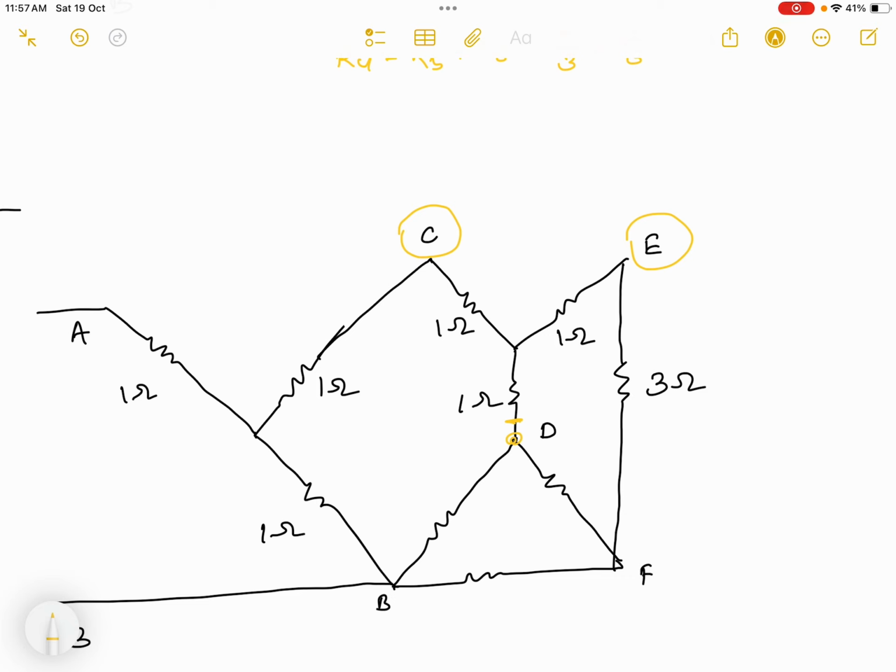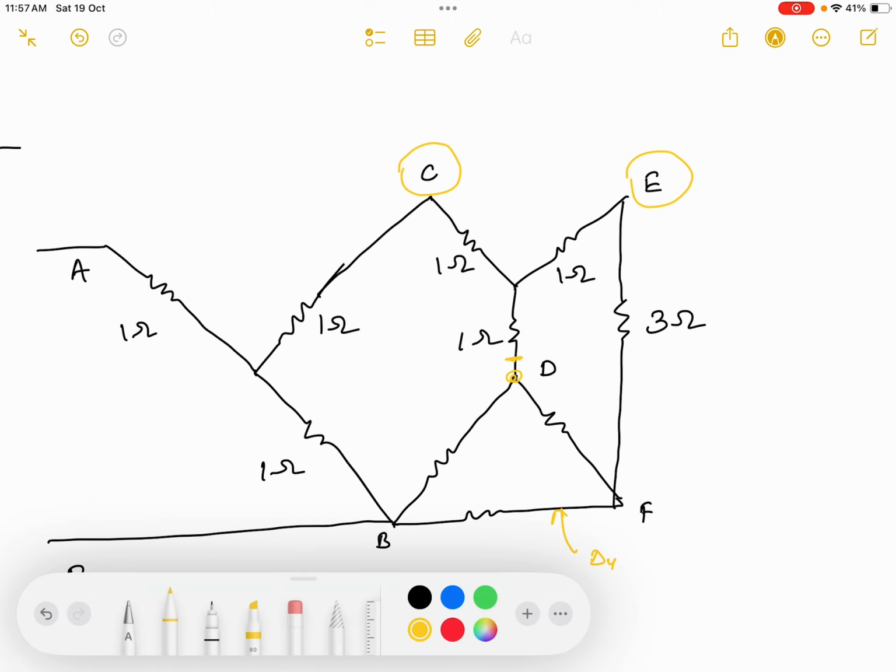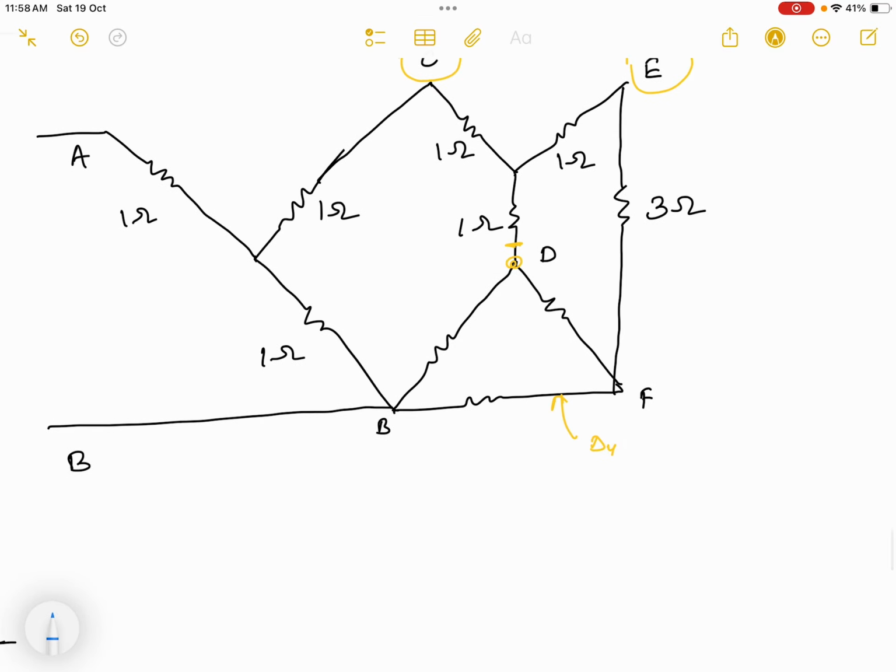Now I will go for this delta. To remove this delta, named delta 4, I will decompose delta 4. Now you can see here, this delta I can decompose into another star. So I will put it in another color.